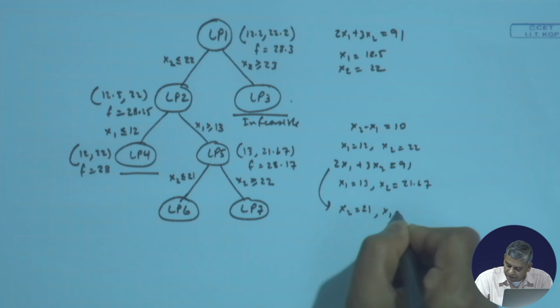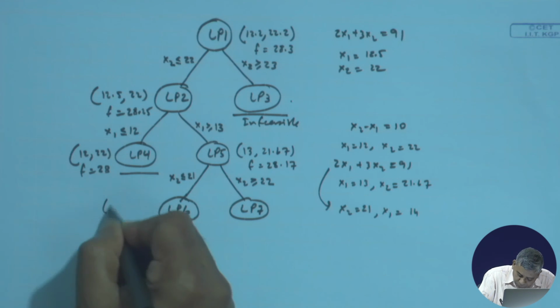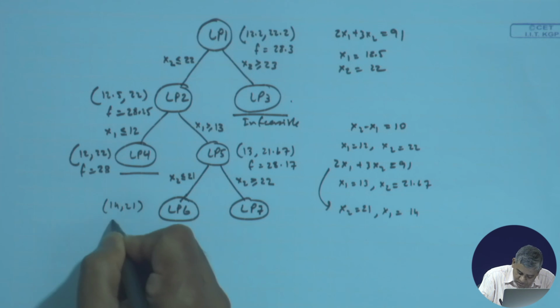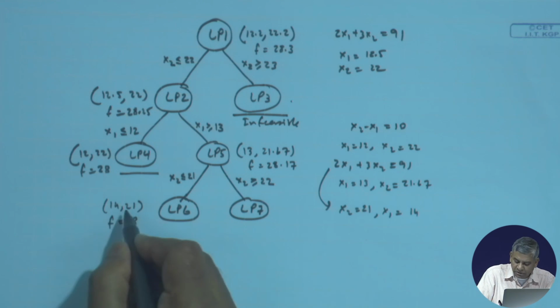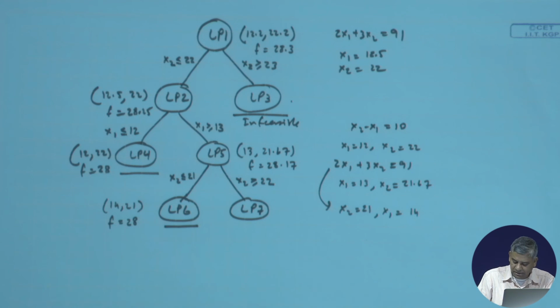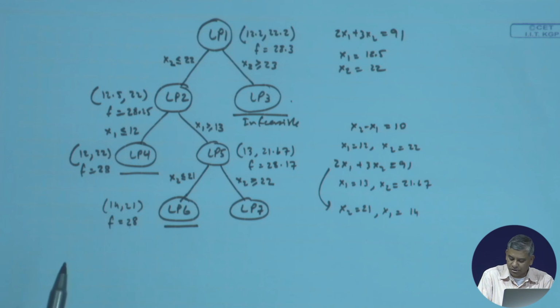So what is x1? 14. So this is 14 and 21. What's the f? 28. Now that's an integer solution, so I can fathom it. You see, I have not improved from it. It's the same function value I got, but two different solutions.